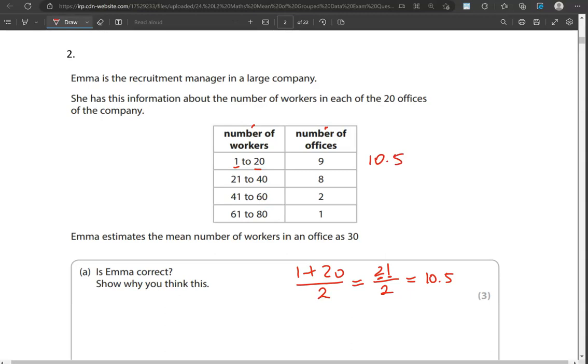What is the midpoint between 21 and 40? Again, we'll add 21 and 40 and divide by 2. So 21 and 40, that is 61, divided by 2. Half of 60, that is 30, and half of 1, that is 0.5, so 30.5 altogether.